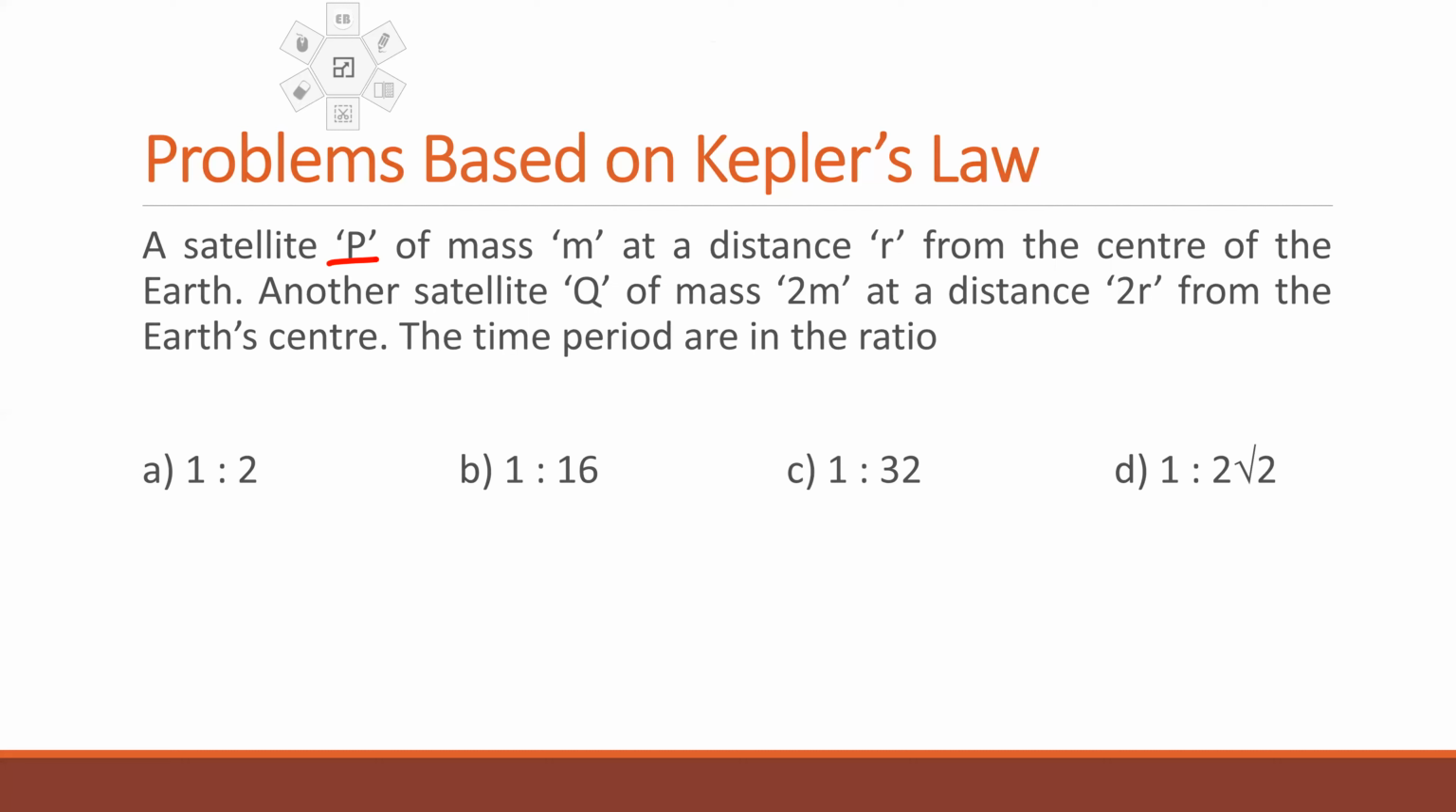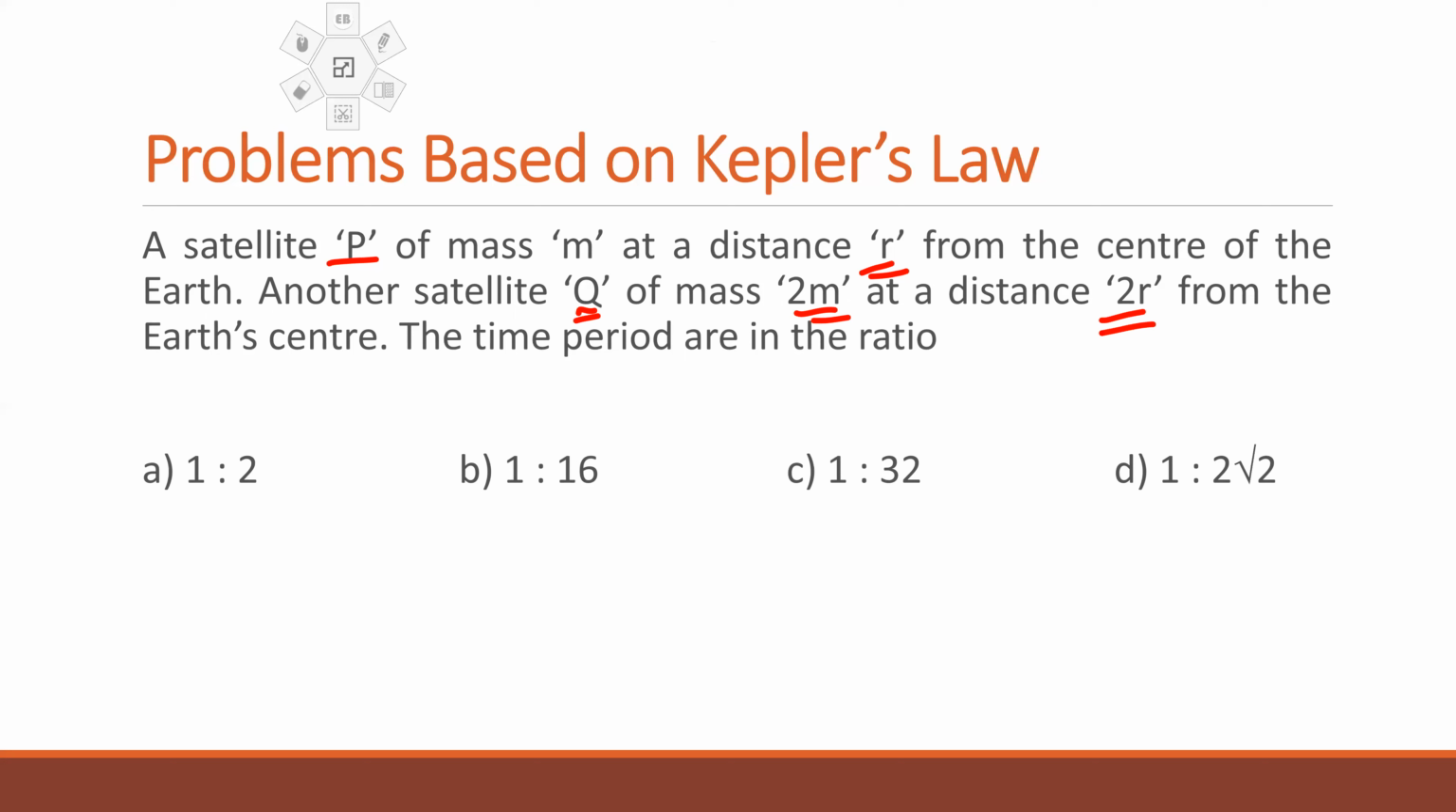P, that is. Of mass is what? M. At what distance is it? R. And another satellite Q is there, of mass 2M. At what distance is it? 2R, from the Earth's center. The time periods are in the ratio.